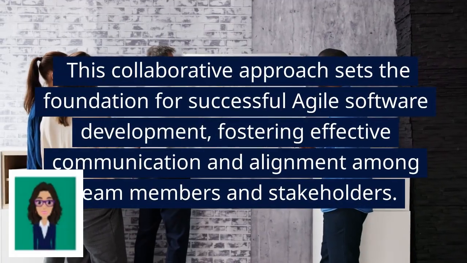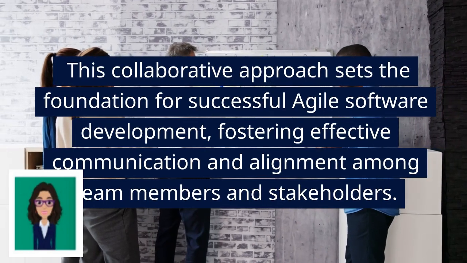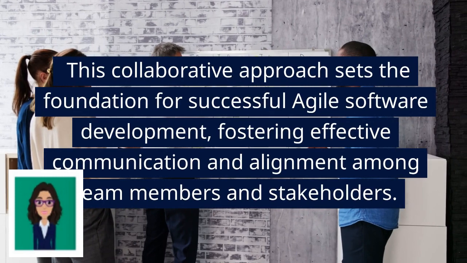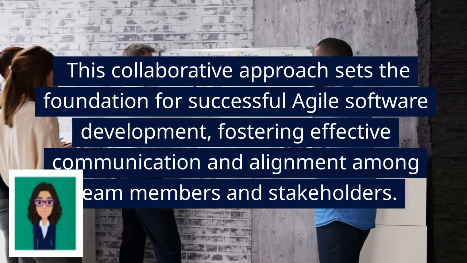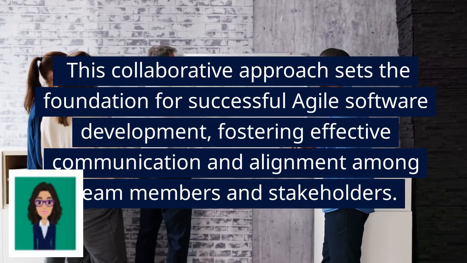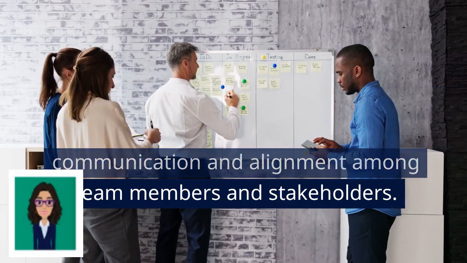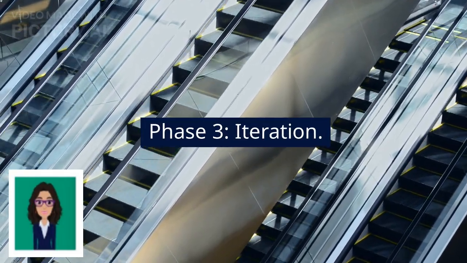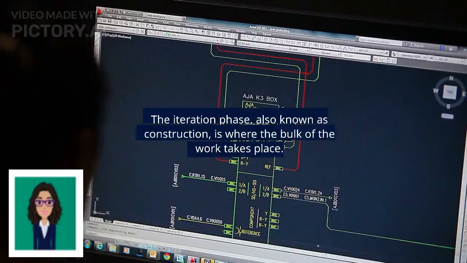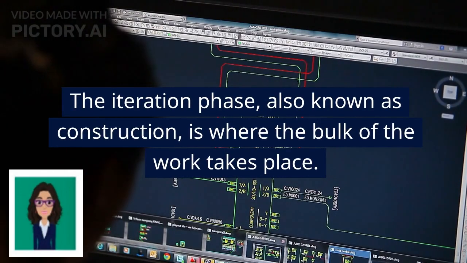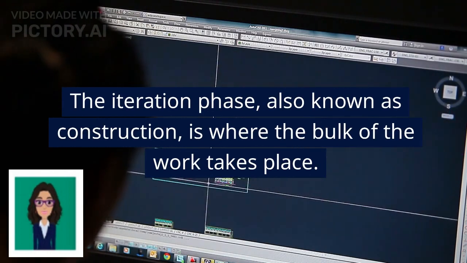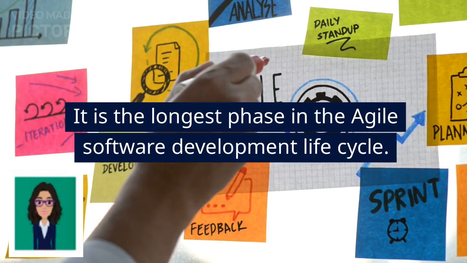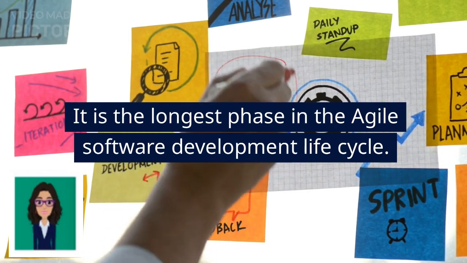This collaborative approach sets the foundation for successful Agile software development, fostering effective communication and alignment among team members and stakeholders. Phase 3 – Iteration. The iteration phase, also known as construction, is where the bulk of the work takes place. It is the longest phase in the Agile software development lifecycle.